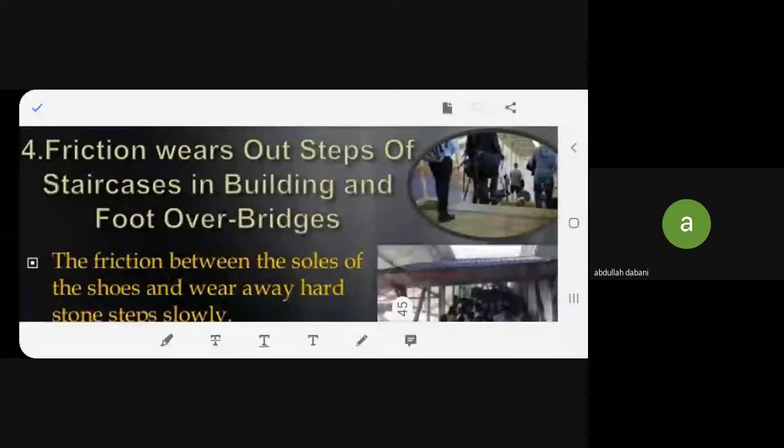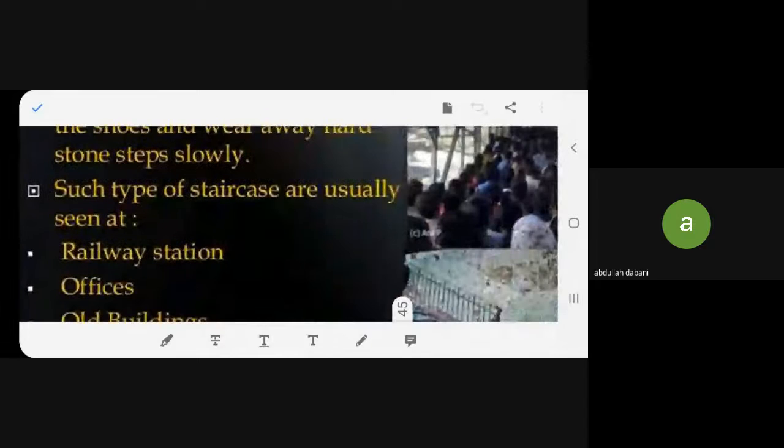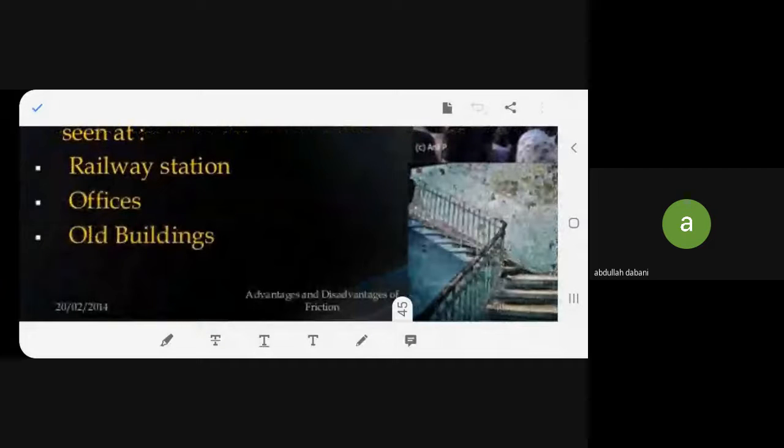Number 4. Friction wears out steps of staircases in buildings and foot over bridges. The friction between the soles of the shoe and hard stone steps wears them away slowly. Such type of staircase are usually seen at railway stations, offices, old buildings.